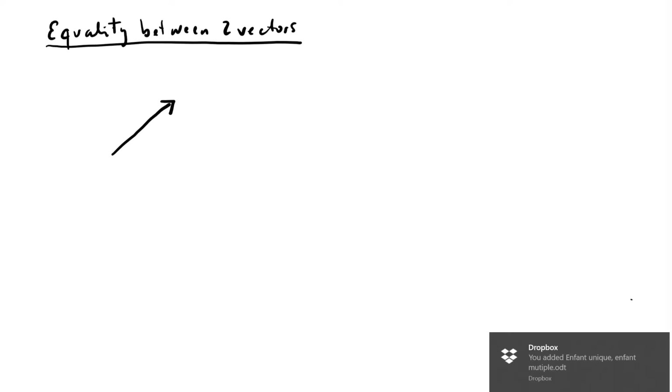Geometrically, it occurs when two vectors have the same length and direction. So this vector and this vector are equal.